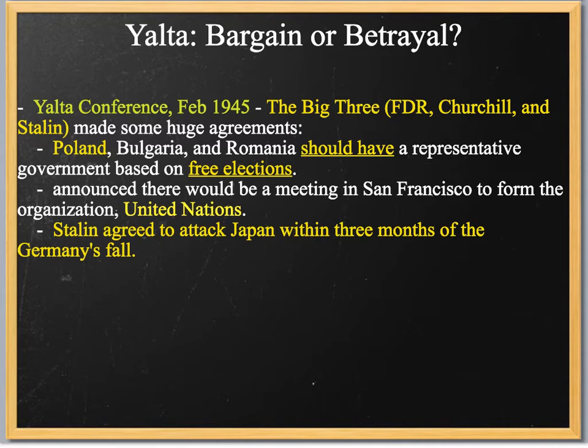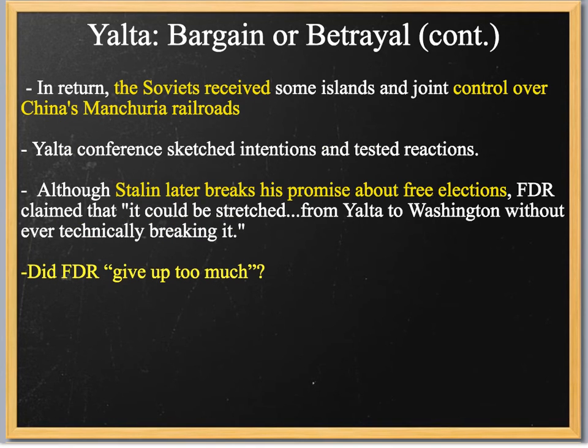So a lot of things happen at the Yalta Conference. Hey, we got more Yalta. All right, so now, also the Soviets received some islands for declaring war on the Japanese 3 months after the fall of Europe. And a key thing the Soviets got was control over China's Manchurian railroads as well, which was a huge benefit for them for their resources.